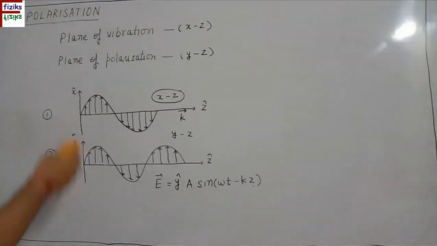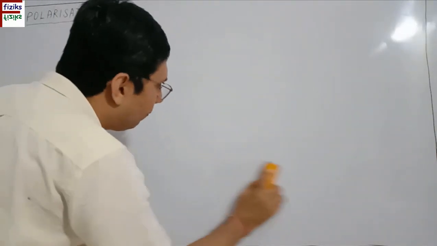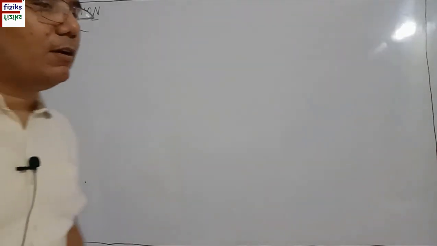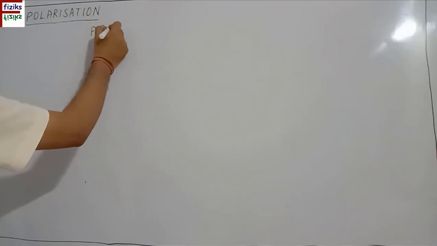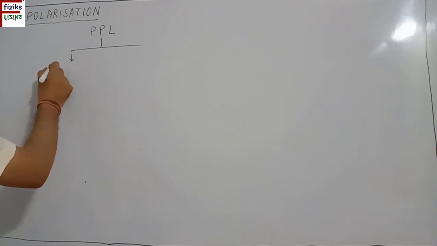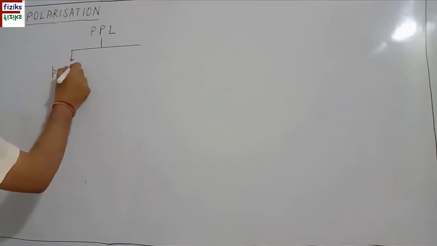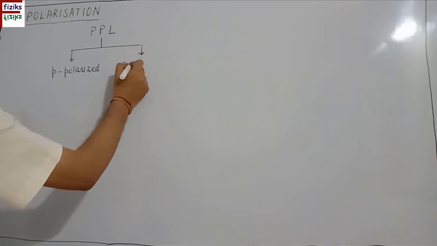Next is the types of plane polarized light. Here you should consider that there are different types of polarized waves, like plane polarized light, circularly polarized light, elliptically polarized light. But here I am focusing only on plane polarized light. Right now I am not discussing circularly polarized or elliptically polarized light. We will discuss them later. Now the question is, this plane polarized light can be classified into two types. One is known as P-polarized and another is known as S-polarized light.